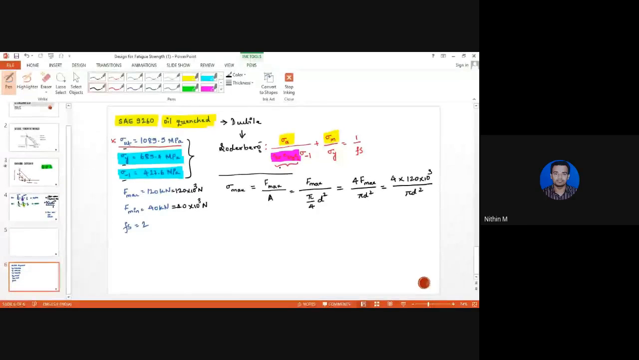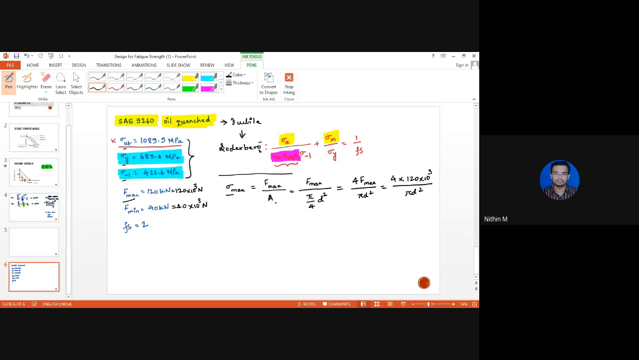Okay, fine. So sigma max is the maximum stress induced in the component. Maximum stress induced in the component can be calculated using the formula force by area. Why force by area? Load is tensile in nature. Tensile force is there, so the maximum stress induced in the component will be F by A. And what is sigma max? The maximum stress corresponds to the maximum force that is applied to the component. So it becomes F max by A.